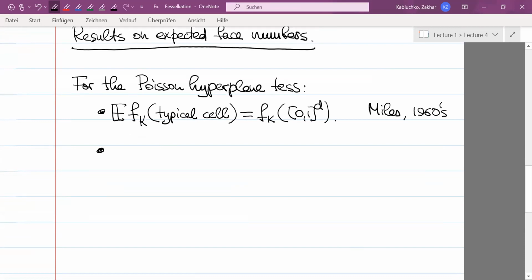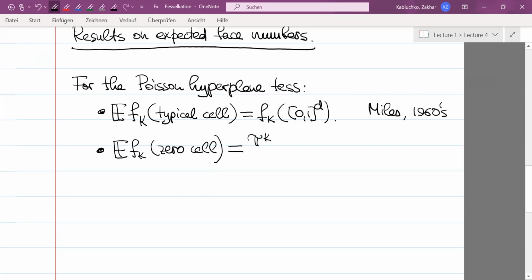For the zero cell, I mentioned a result of Rényi and Sulanke. I'm not sure the reference was correct, but I mentioned the result that this is pi squared over 2 in the plane. And now in general, we have the following formula.